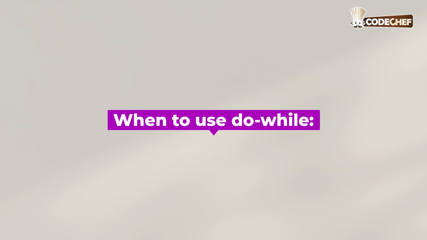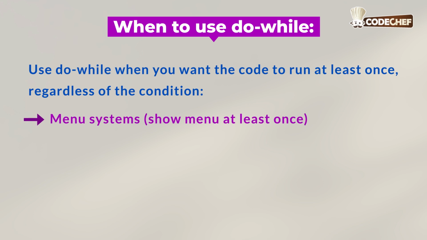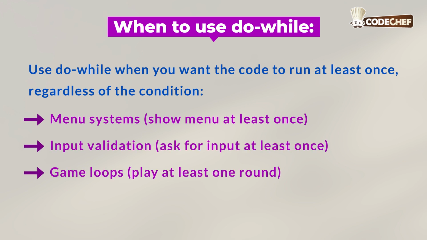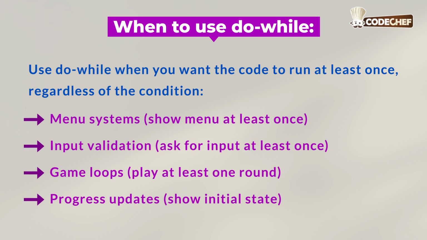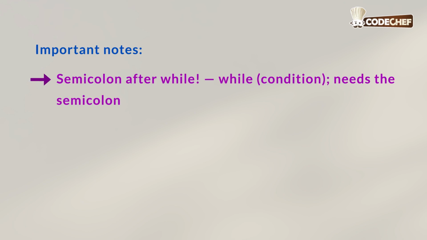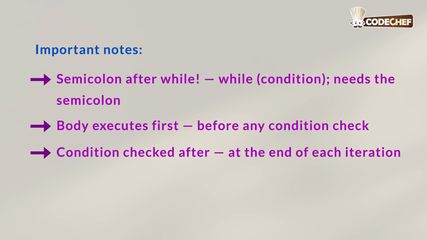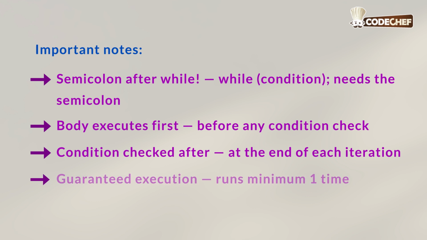When to use do while loop? You use a do while loop when you want the code to run at least once, regardless of the condition. For example, menu systems, input validation, game loops, or progress updates. The syntax looks something like this. What is important to remember is that there should be a semicolon after the while condition. The body executes first, the condition is checked afterwards, and a guaranteed execution is made.